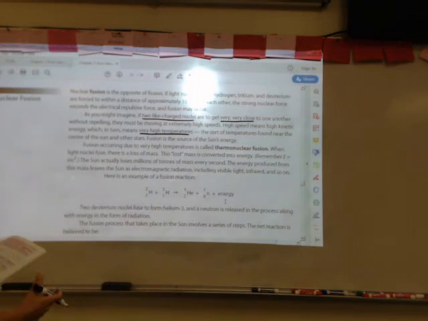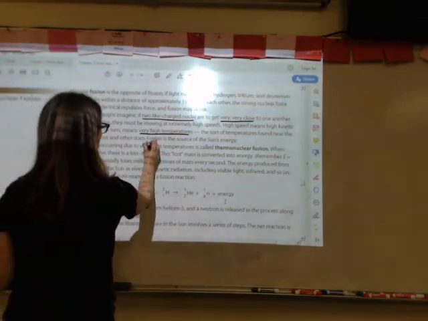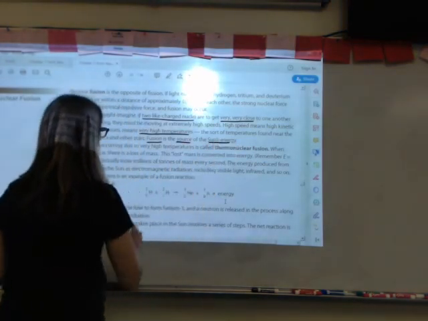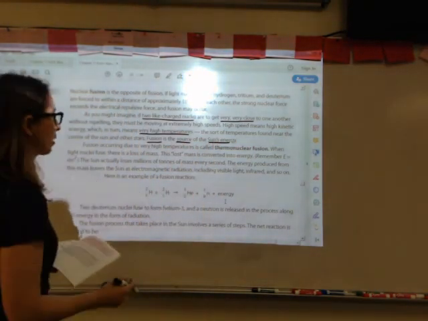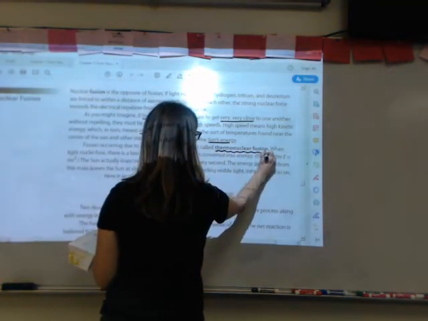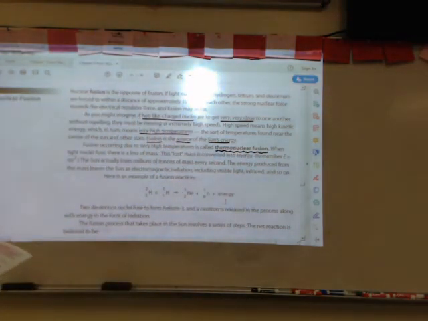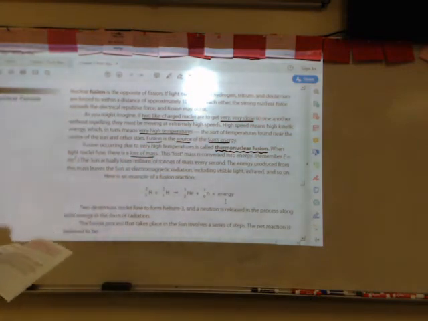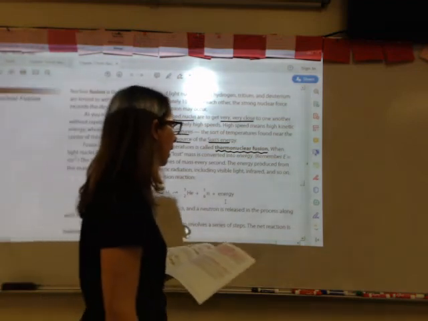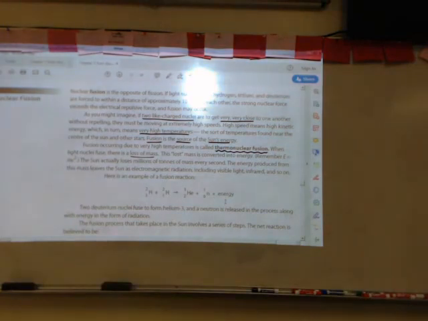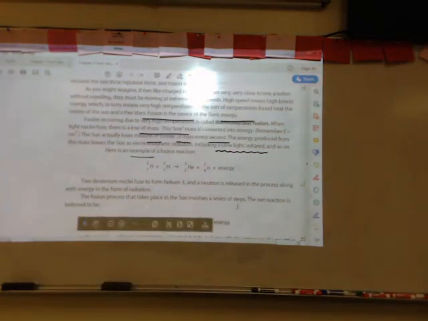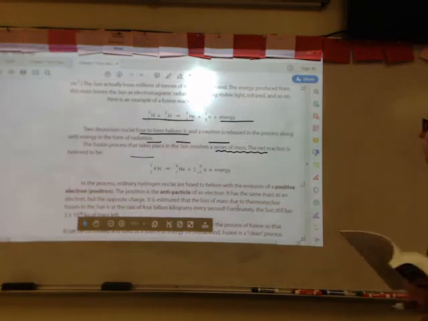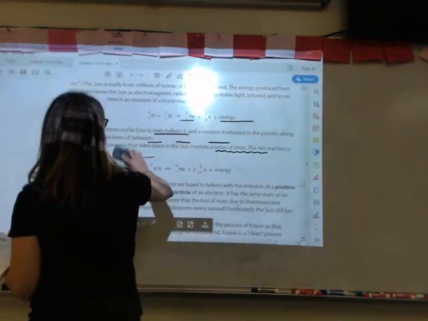And these high temperatures are the temperatures that are typically found near the center of the sun and other stars. And fusion is the source of the sun's energy. And fusion that happens at really high temperatures is called thermonuclear fusion. And when these light nuclei fuse, there's going to be a loss of mass, and that lost mass is actually converted into energy. So the sun is actually losing millions of tons of mass every second. And the energy produced from this mass leaves the sun as electromagnetic radiation. That could be visible light or infrared.